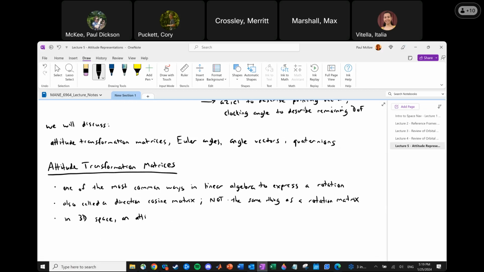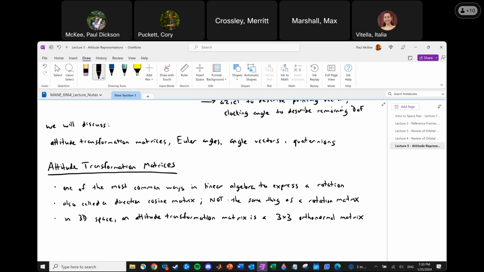an attitude transformation matrix is a 3 by 3 orthonormal matrix. So what does that mean? It means that each row is a unit vector, each column is a unit vector, and each row is perpendicular to each other row. So essentially you have one vector describing some direction, and it's a unit vector, another vector describing an orthogonal direction, that's a right angle, and then a third direction, which is a right angle to both of the other two.